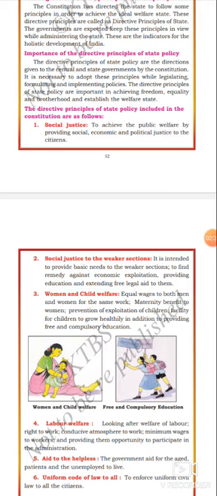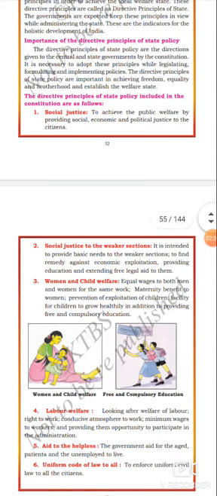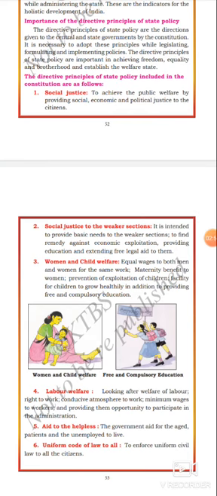First one is social justice. To achieve public welfare by providing social, economic, and political justice to the citizens. What was the first point? Social justice, providing social, economic, and political justice to all Indian citizens. This is the first aim.